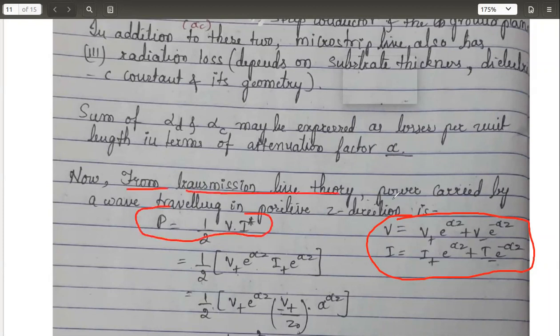From transmission line theory, the power carried by a wave traveling in the positive z direction is given by P equal to half V into I conjugate. If I take the multiplication of these two, V into I conjugate, conjugate means I have to take a negative sign here. If I take I and I conjugate like this and multiply, V has two terms, A plus B, and you have the I star term as A minus B.